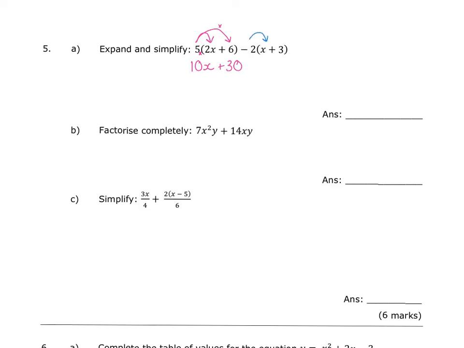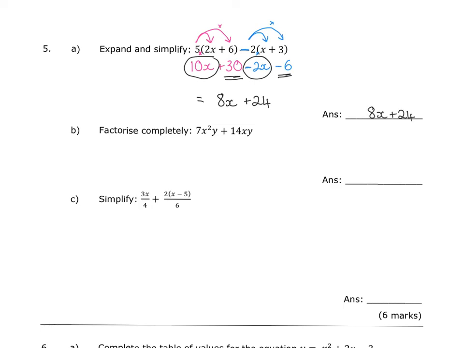Negative 2 times x. Pay attention to the negative. A negative 2 times x is a negative 2x. Negative 2 times 3, that's a negative 6. So 10x minus 2x, that's 8x, and 30 minus 6, that's 24. So that's the final answer, 8x plus 24.